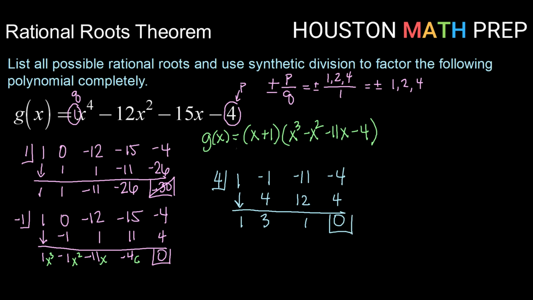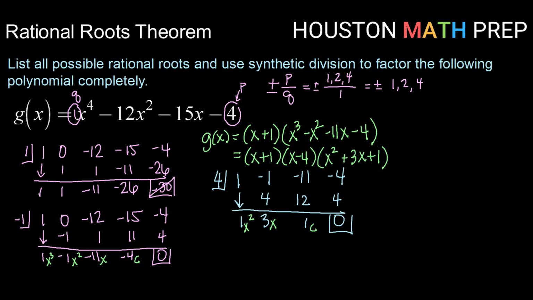That means we can come back here to g of x, keep our x plus 1 factor, bring in an x minus 4, and then write down what we have left. So here's our constant, our x, and our x squared. So we'll have x squared plus 3x plus 1.